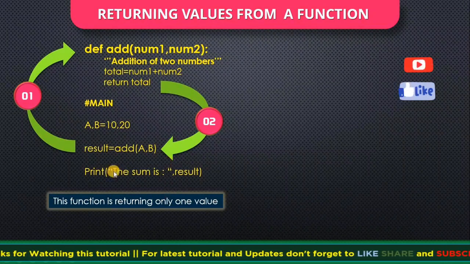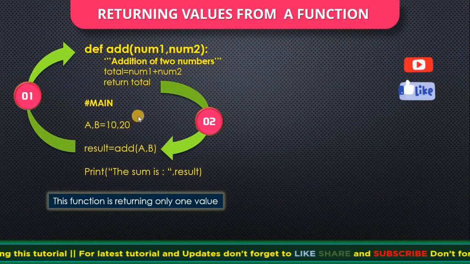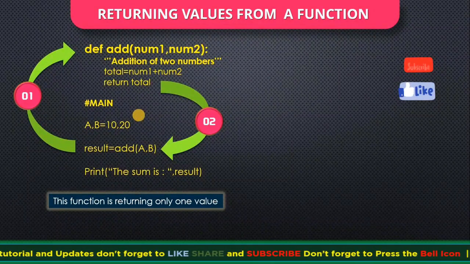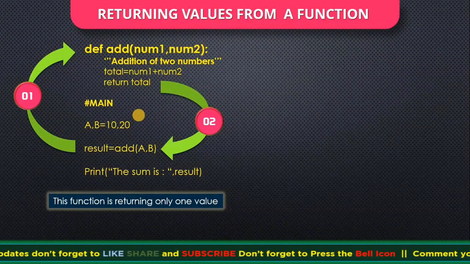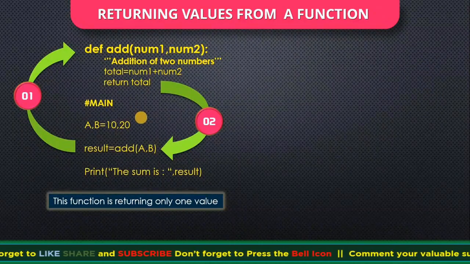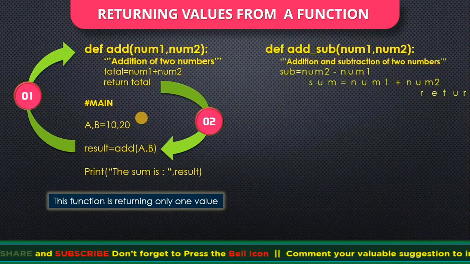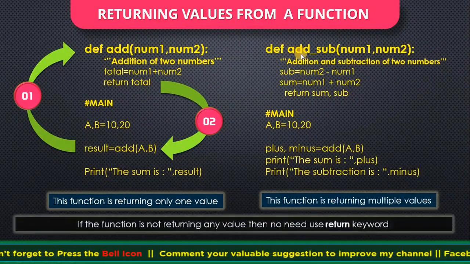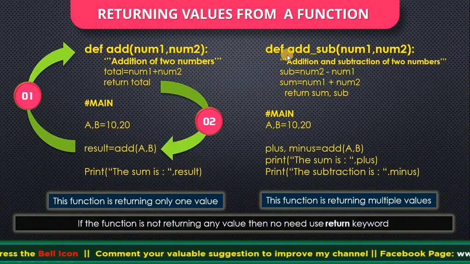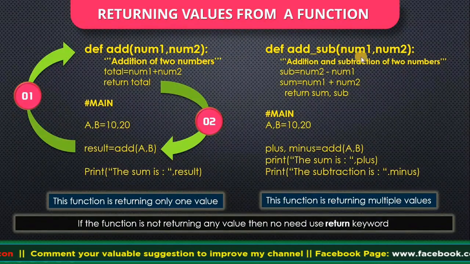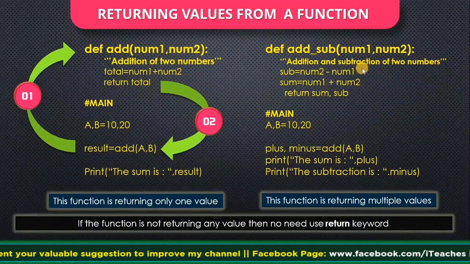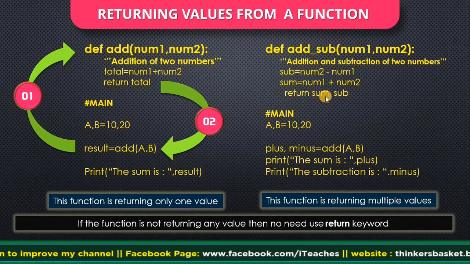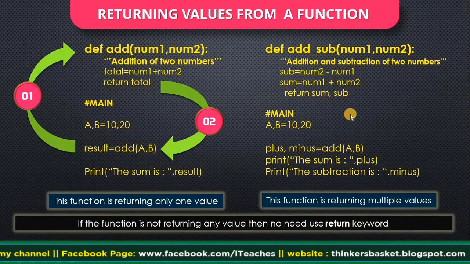All right, now here I am talking about only one value, but in some cases you may require two values to return, or three values, or multiple values to return. So how are you going to return it? Let's see. Now I have taken here another function. Here I want to perform two operations together, that is addition and subtraction together. So definitely this function is going to return two values, but first one will be sum and second will be, suppose, the subtraction.